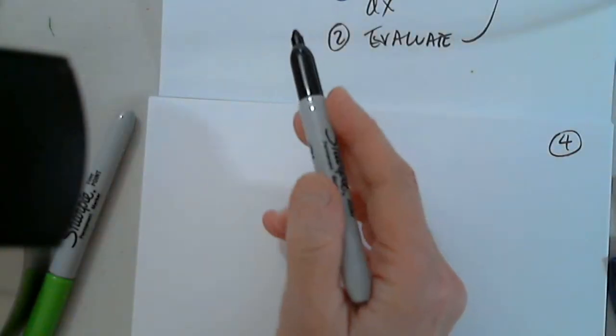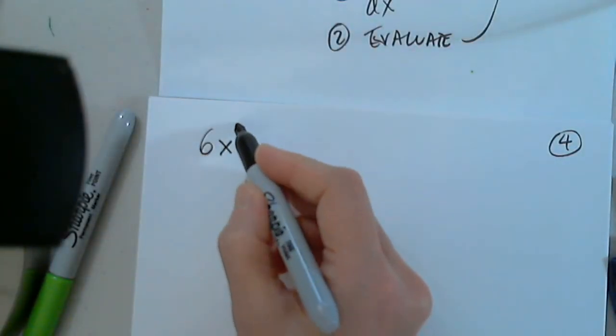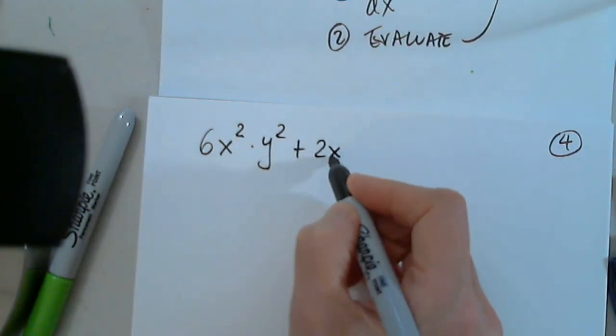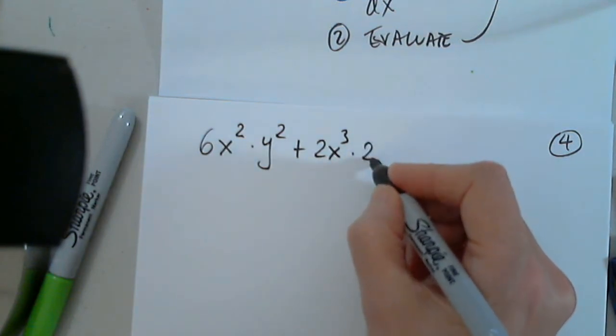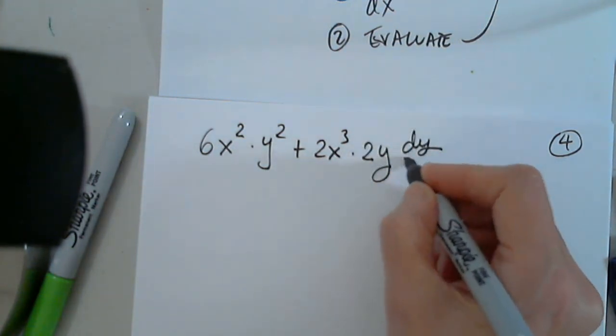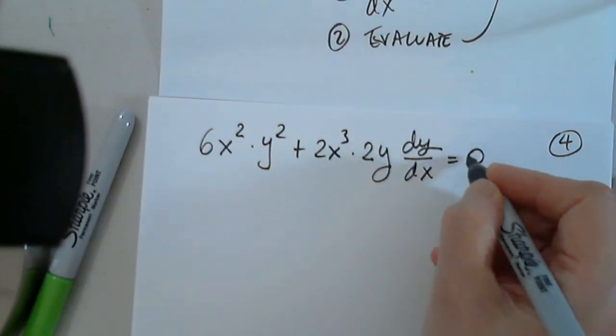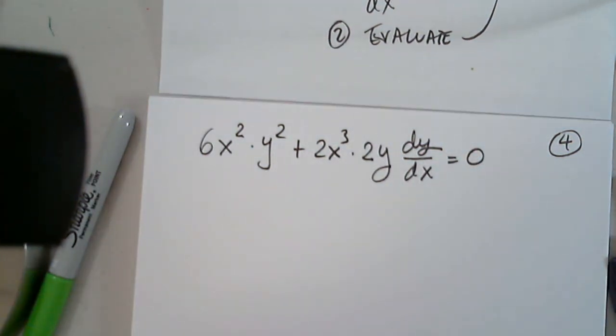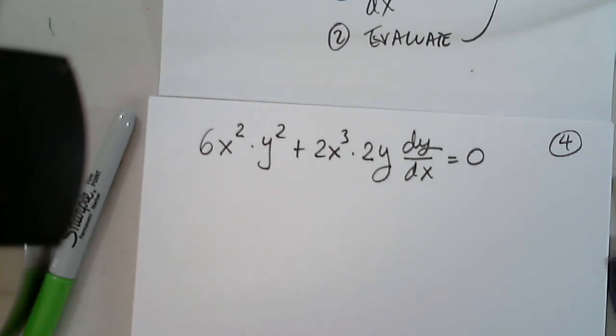Okay, so this is my page 4. So 6x squared times y squared plus 2x cubed times 2y dy over dx equals 0. Is this okay so far? Do we have any questions on this step? No. Good. So then we move on.